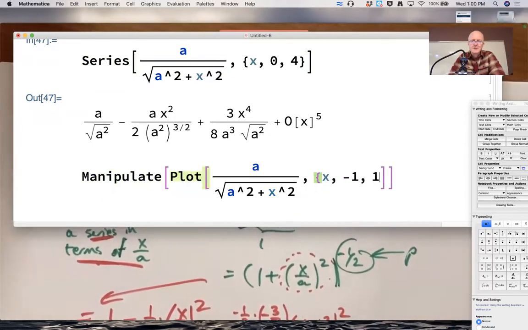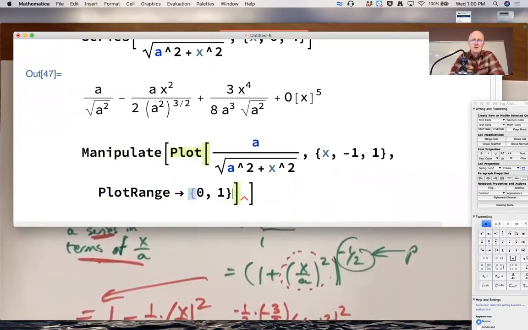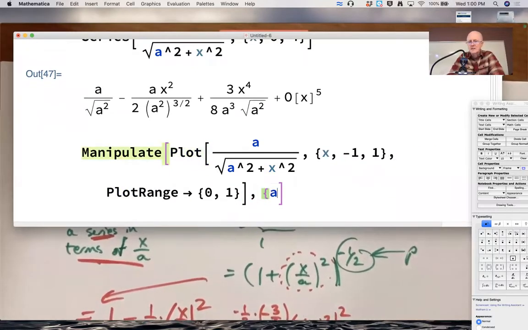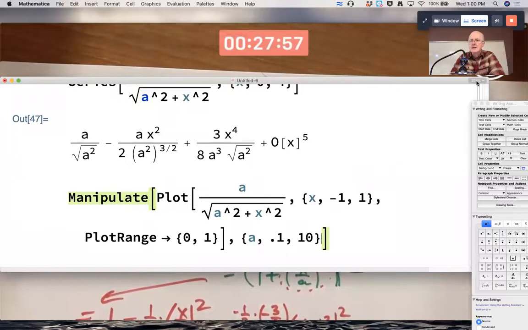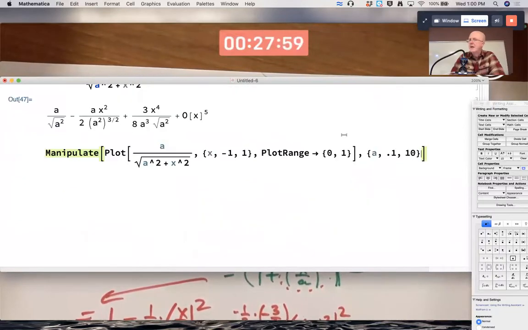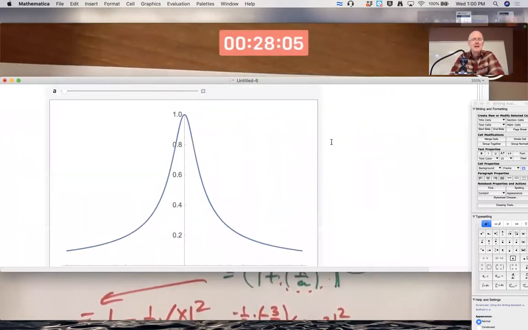Graph it for x values near zero. Let's let A start out small, like 0.1, and go to, say, 10. What am I going to see? Well, I happen to know because I did it last section, but before that, I didn't know for sure. I could have guessed it, though. Here's what I see. Kind of like a bell curve.